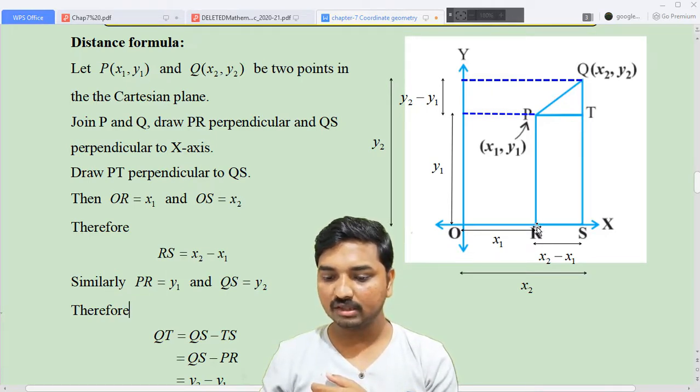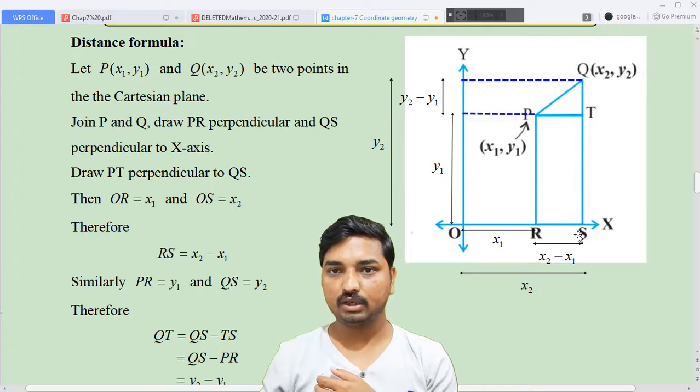Now I want the distance from R to S. Distance from R to S, you can obtain like this: OS minus OR. The total distance from here to here, if you subtract this distance, you get the remaining part. OS minus OR gives you RS. Try to understand here.